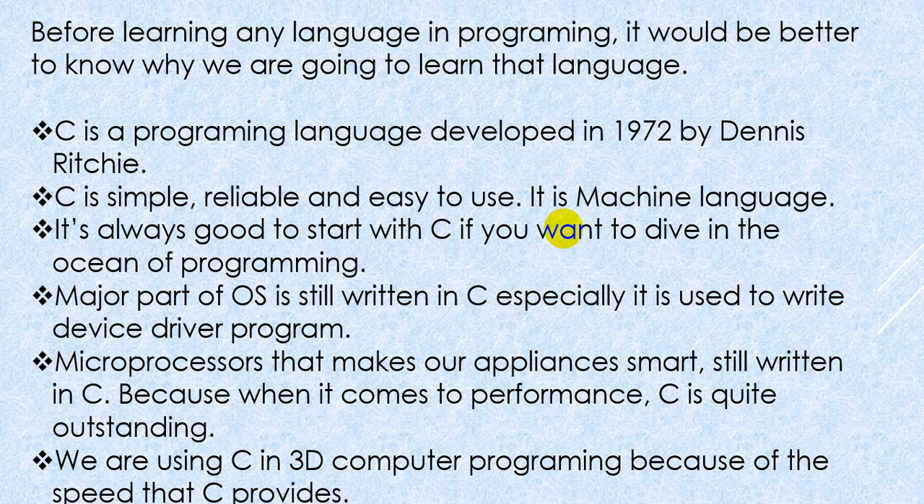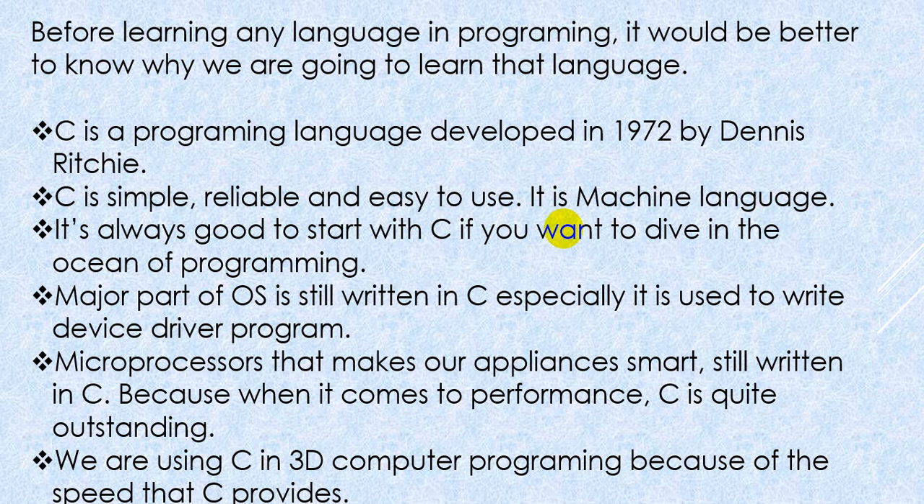Okay, the first point is that C is a programming language that was developed in 1972 by Dennis Ritchie. So Dennis Ritchie is the developer of C language. Second thing is that it is simple, reliable and easy to use. I'm sure if you go through the book, you will find that it's very easy to use.